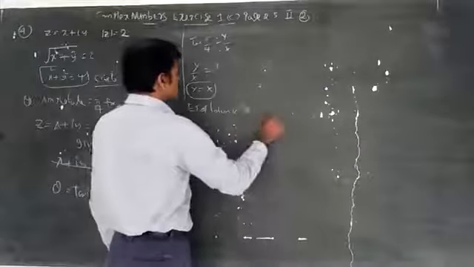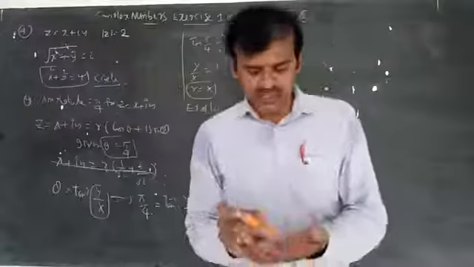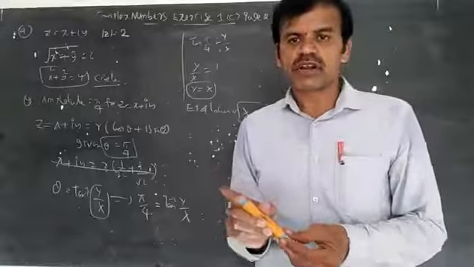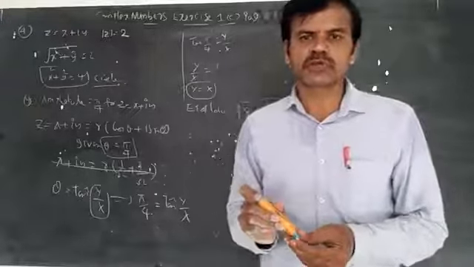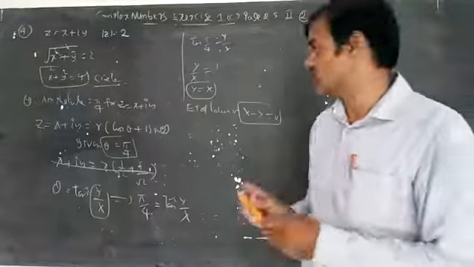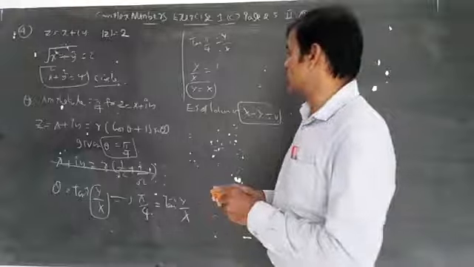The equation of locus is x minus y equal to 0. For cos and sin, only at 45 degrees they are equal. So cos 45 equal to 1 by root 2 and sin 45 equal to 1 by root 2, therefore x equal to y is the required equation of locus.